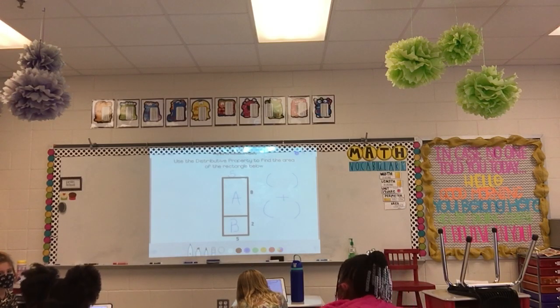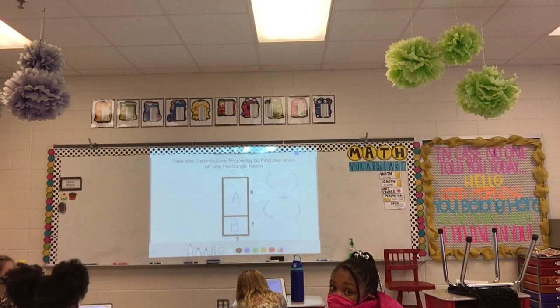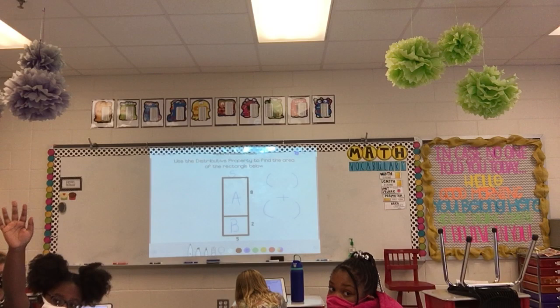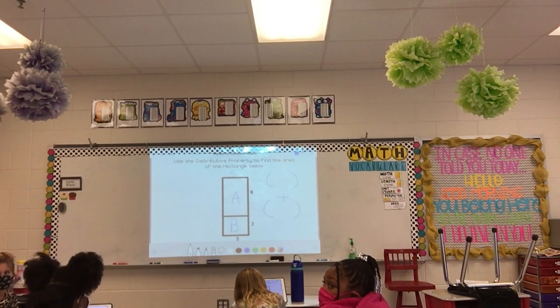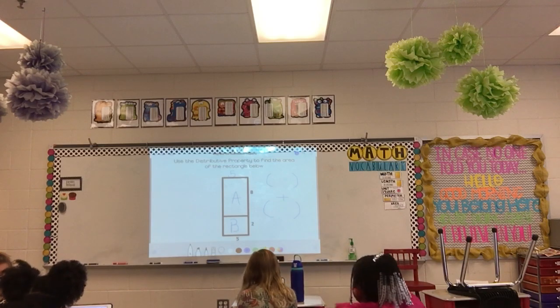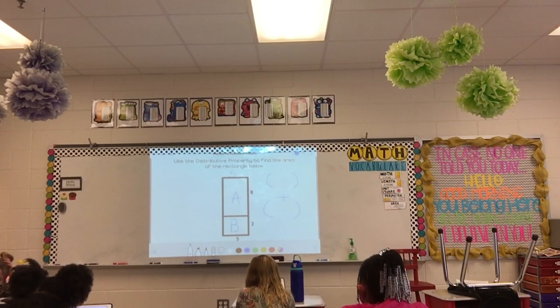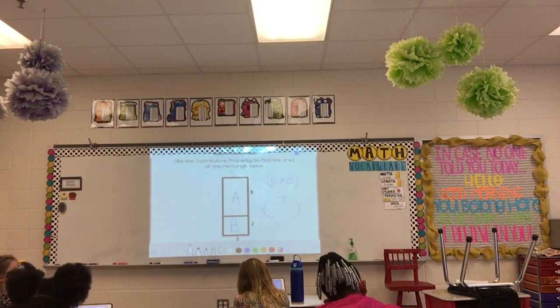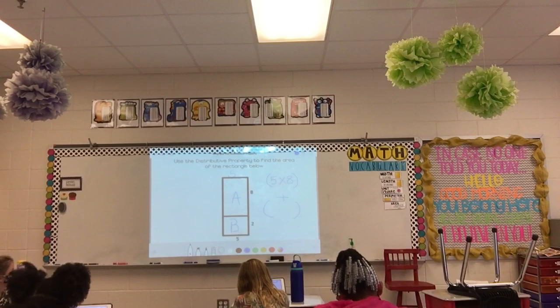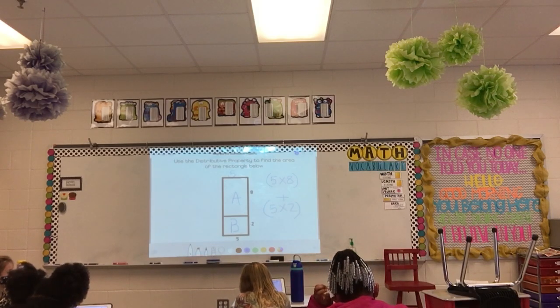How do you know that? And what about a rectangle? What have we said? Very good job. It's a rectangle and opposite sides are what? Equal. Very good job. Okay, so what is our length and width for A? Everybody? 5 times 8. Very good job. What is our length and width for B? 5 times 2.